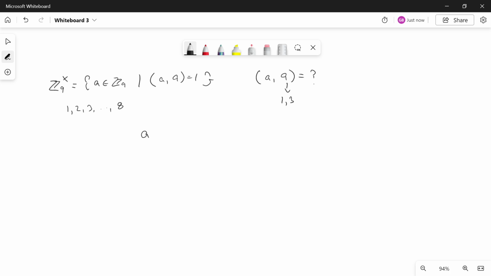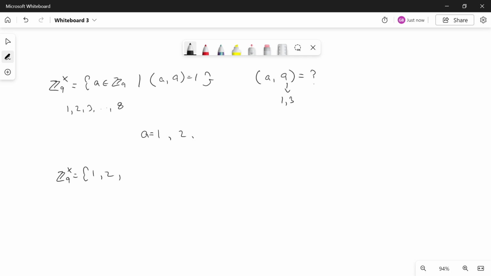So I have a is equal to 1. The only thing that divides 1 is 1. So 1 and 9 have a greatest common divisor of 1. So in Z mod 9 x, the first element inside of there is 1. Well, what happens when a is 2? What divides 2? Well, the things that divide 2 are 1 and 2. The only thing in common with 9, whose divisors are 1 and 3, is 1. So 2 is also in there.